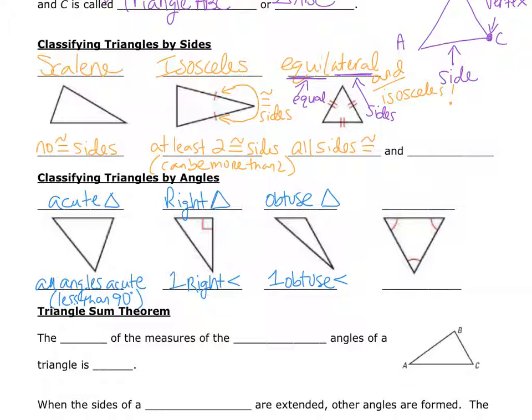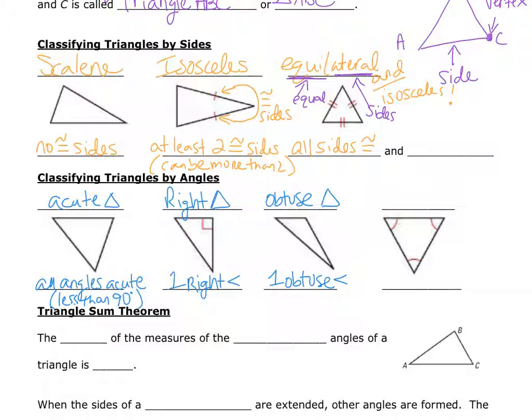Now, with an obtuse triangle, it's not possible to have more than one obtuse angle, because obtuse, remember, means that it's more than 90 degrees. And if, say, it was 91 degrees and you had another one that was 91 degrees, that would equal more than 180 degrees. And we know, what we're going to see next, is that all 3 angles will equal 180 degrees when we add them together. So we can't have more than one obtuse angle.